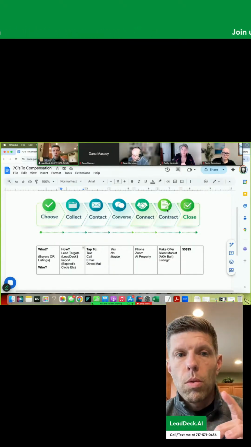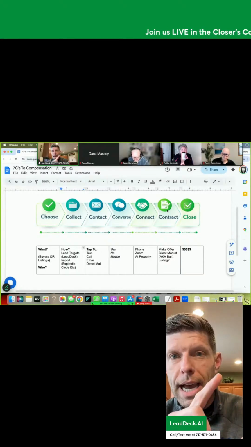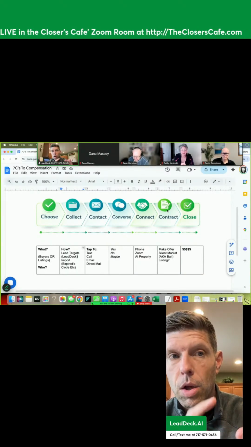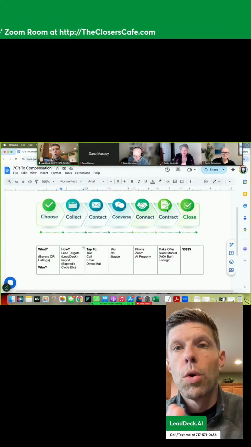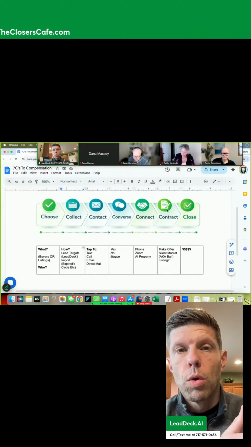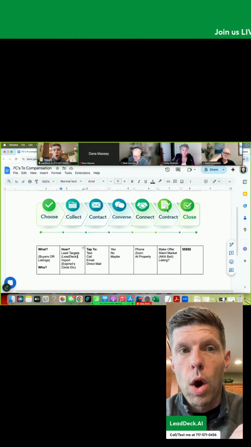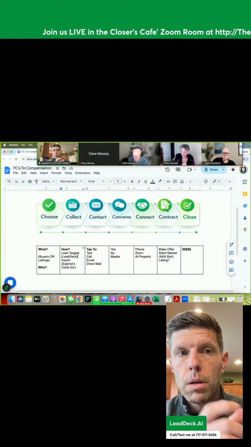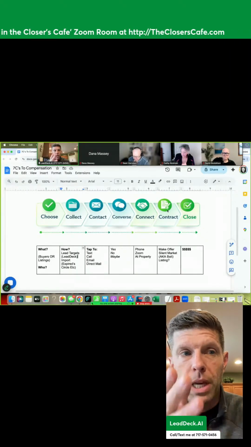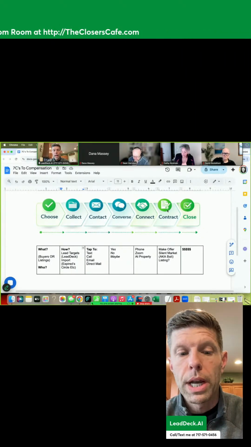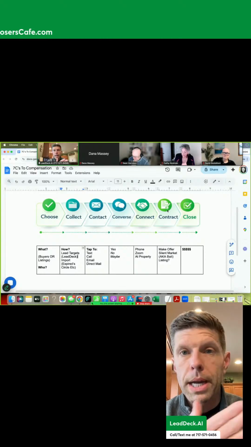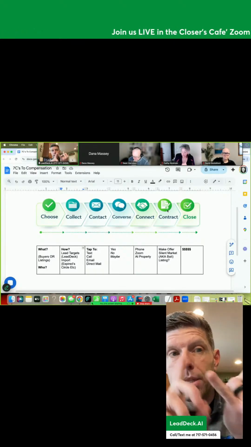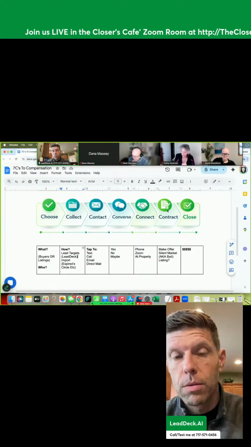So choose, collect, contact, converse or conversation, connect, contract, close. Absentee owner. So we're choosing absentee owners. That's the audience that we want to connect with because we want more listings. The collecting of that is we go into Lead Deck and we choose what absentee owner targets or buckets are going to work. We then contact them, tapping to text, to call, to email, and we can direct mail.